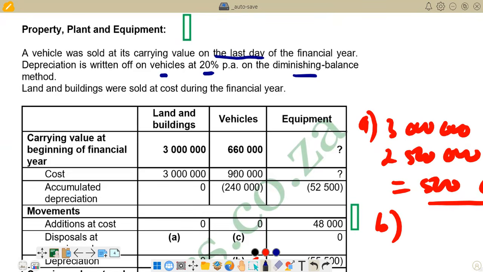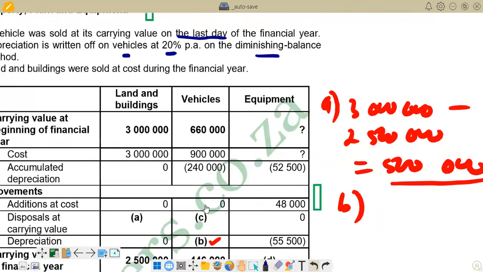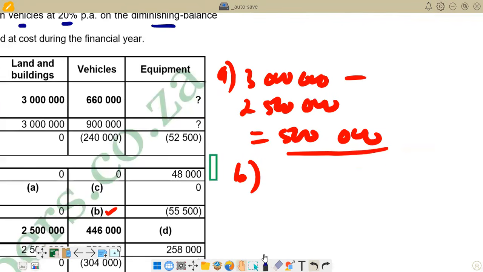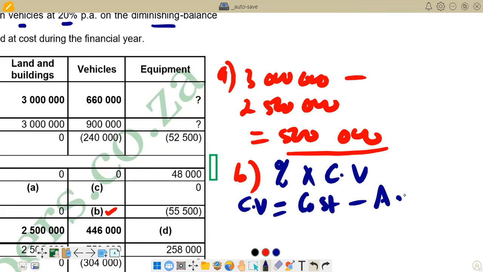So we are just going to use the formula that we know for calculating depreciation using the diminishing balance method. Remember, in the diminishing balance method, we take a percentage, and then we multiply by the carrying value. Whereby we would have found the carrying value by saying cost minus accumulated depreciation. So we can start by trying to find what we have in terms of the carrying value. So we are on vehicles. At the beginning, the carrying value we are given is here. This is our carrying value, 660,000. So it's already calculated, no need to calculate it.